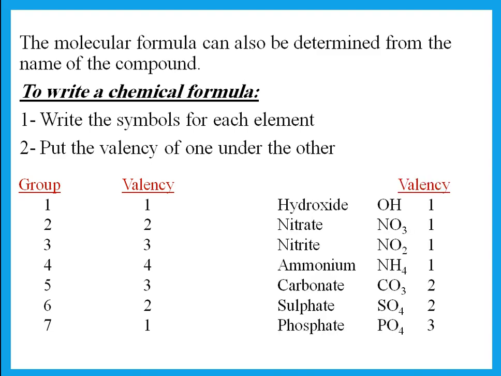But there are some things that are not in the periodic table, and these things you have to memorize. So when we say hydroxide, hydroxide is OH and its valency is 1. Nitrate is NO3, its valency is 1. Nitrite is NO2, valency 1. Ammonium, NH4, valency 1. Now, those that have a valency of 2 are carbonate and sulfate. Carbonate is CO3 and sulfate is SO4. Phosphate is the only one that we deal with that has a valency of 3, and that is PO4.